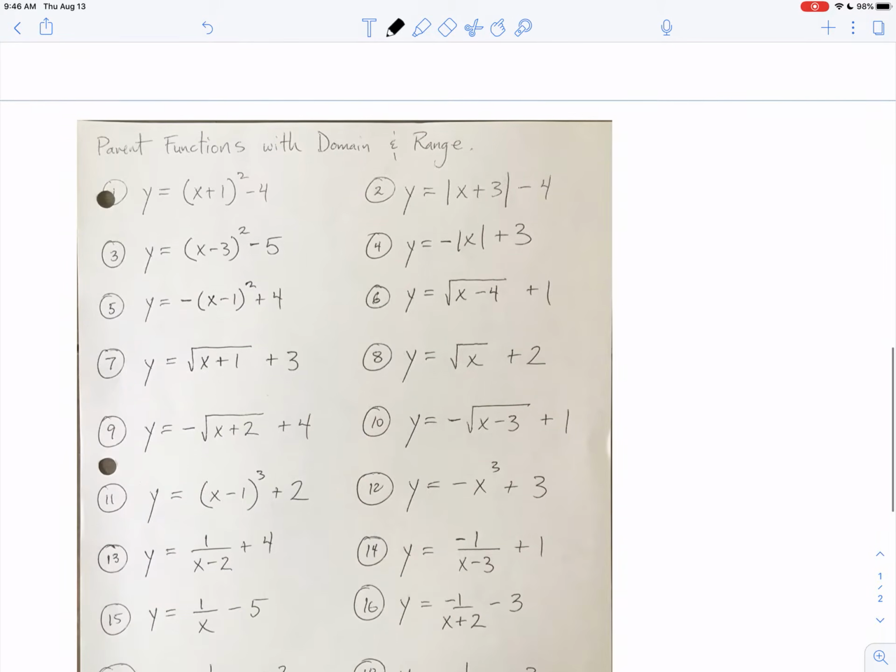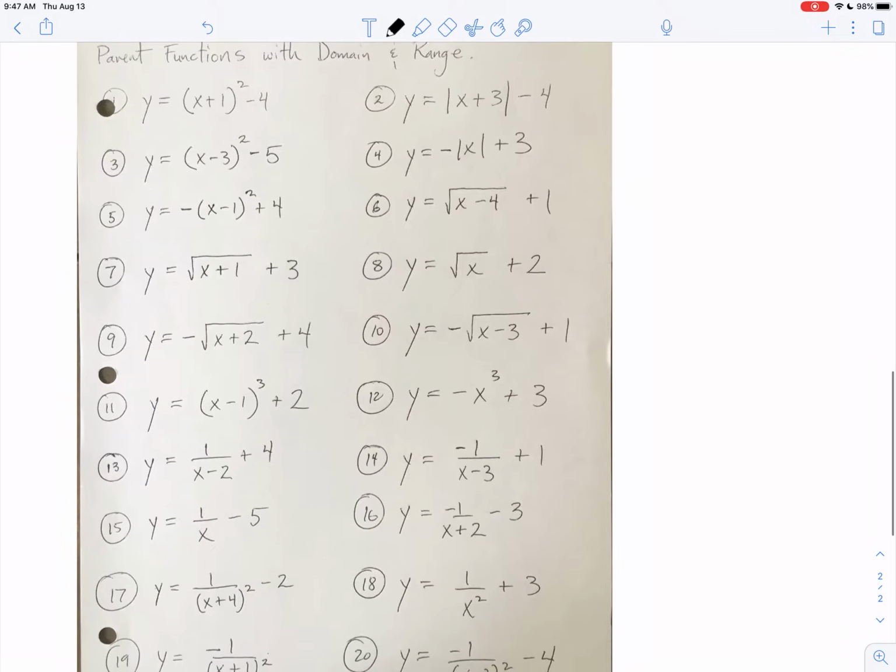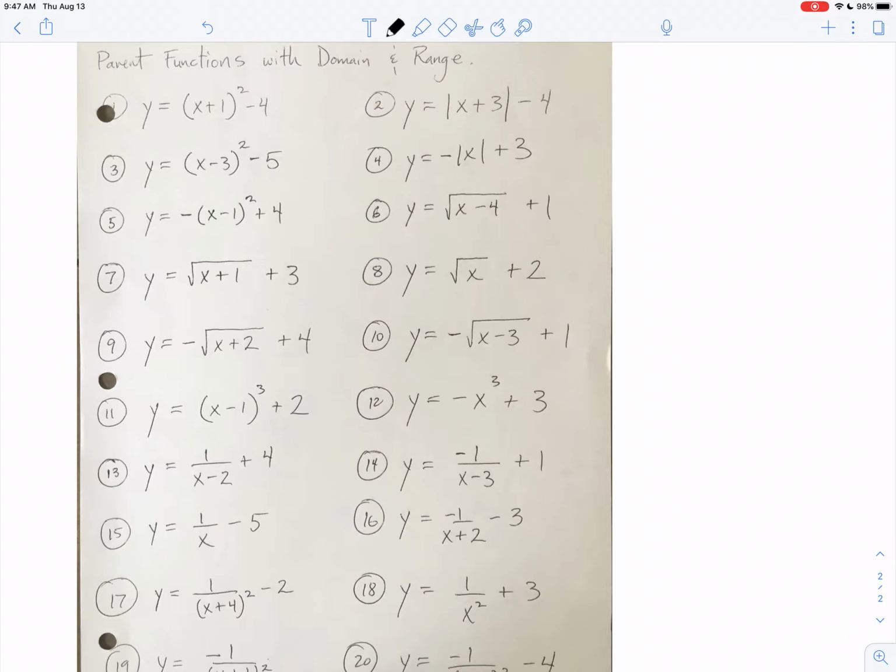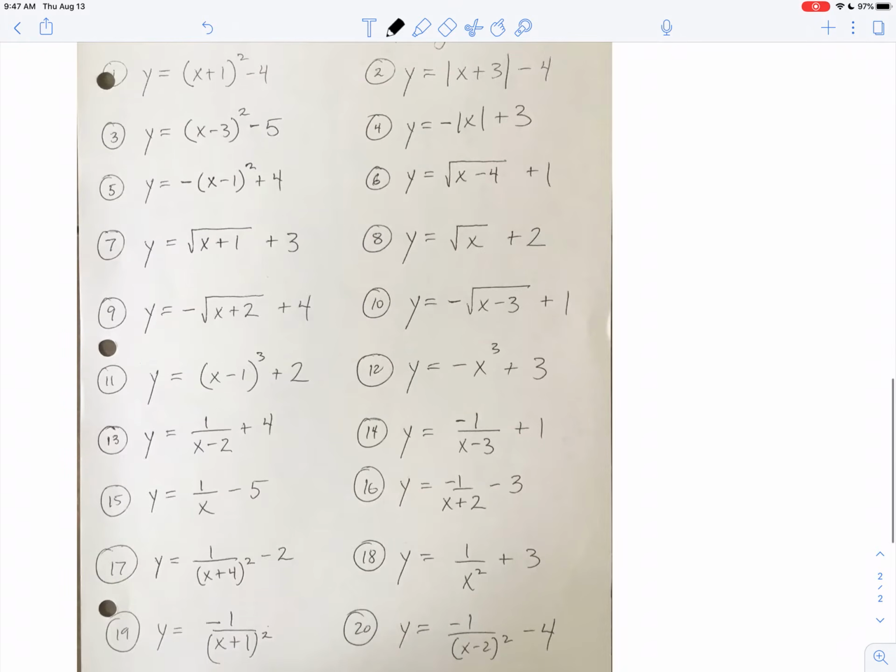Here's the assignment you're going to find on Canvas. It says, sketch these parent functions and tell me their domains and ranges. We still have to get through all that, but here you go. Here is the assignment that I want you to practice. This would be called assignment 1. So, let's get back to it.